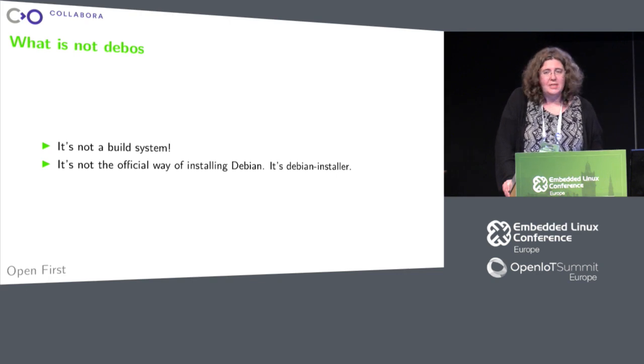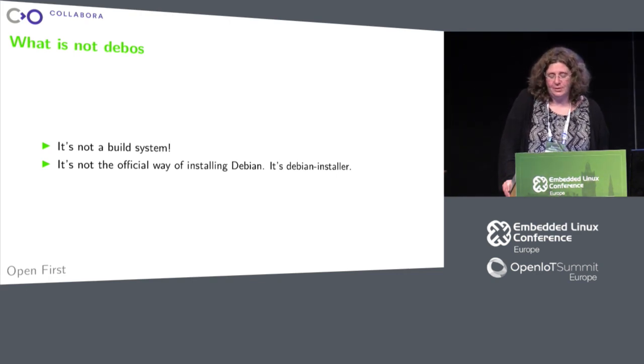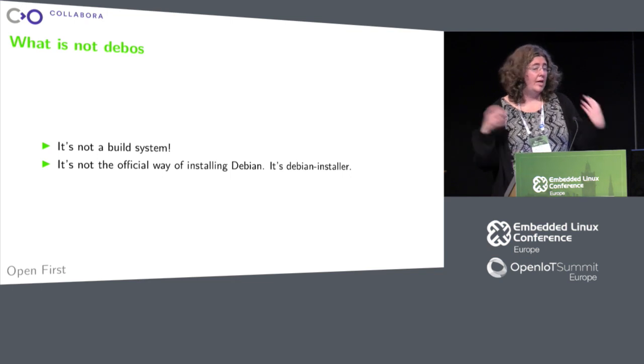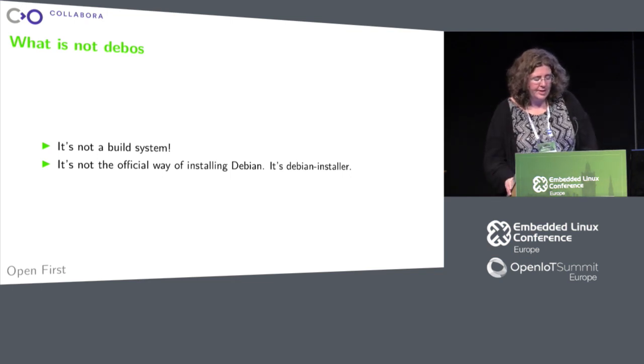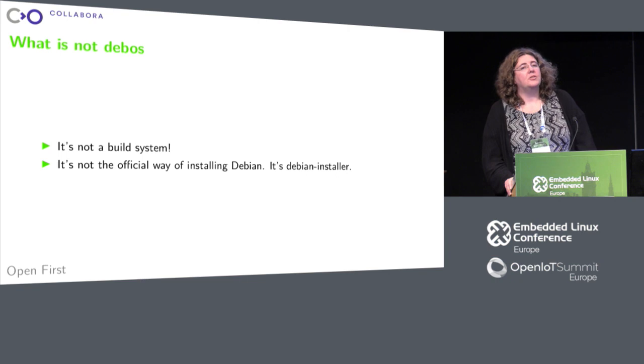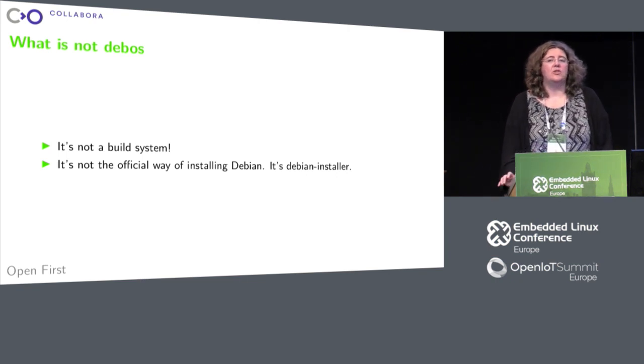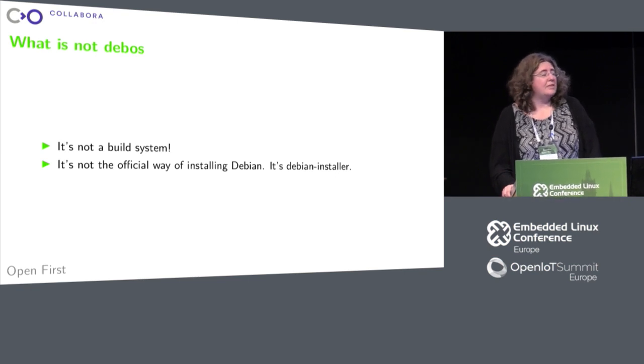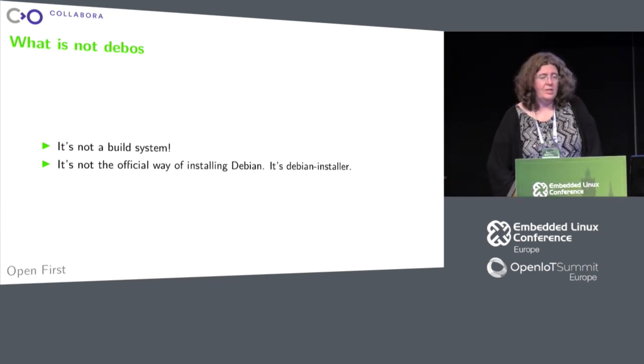Also, it's important to explain what DevOps is not. It's not a whole new distribution. You are using Debian behind it, or your derivative distribution. If you want to put something that is not available in Debian, you will have to do your own packaging, have it in your own repository, and just install it later in the image. Also, it's important to say that it's not the official way of installing Debian. That's the Debian installer. Maybe the result is the same, but when reporting bugs or problems that you found, it is important to specify.